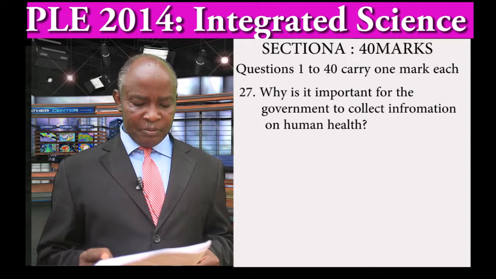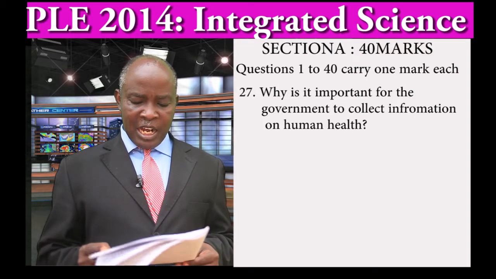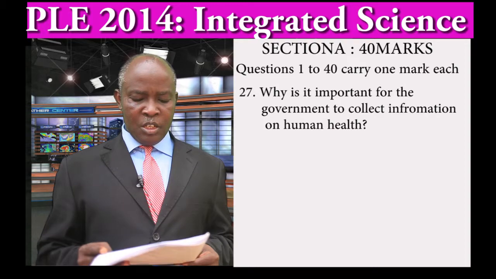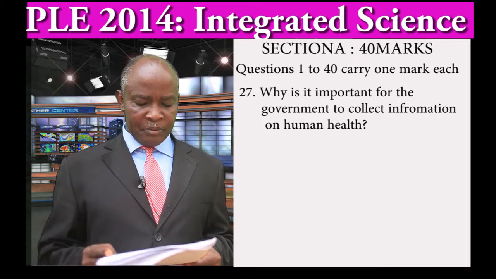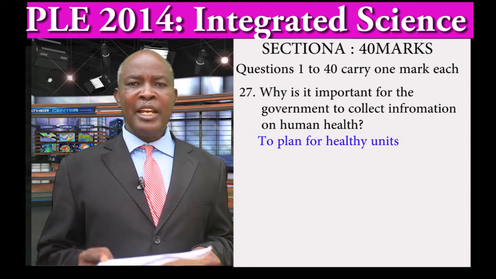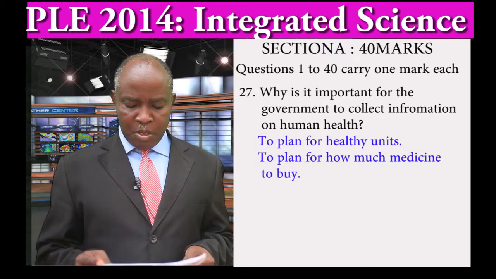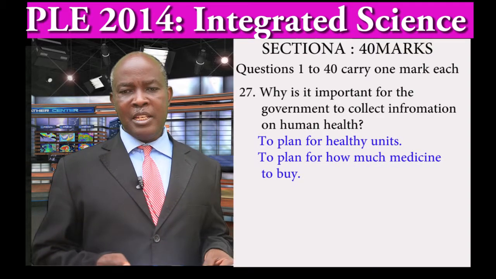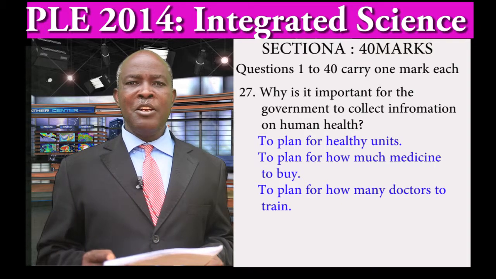Number 27. Why is it important for the government to collect information on human health? To plan for health units, to plan for how much medicine to buy, to plan for how many doctors to train.